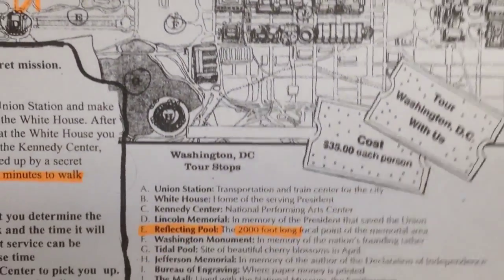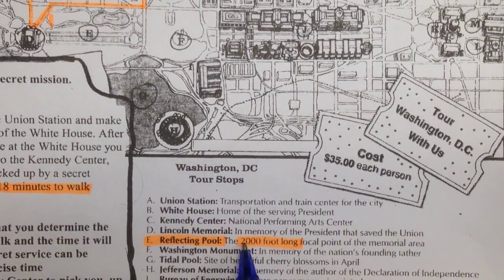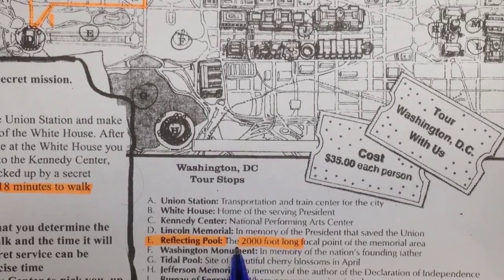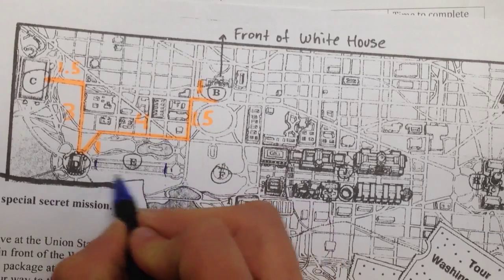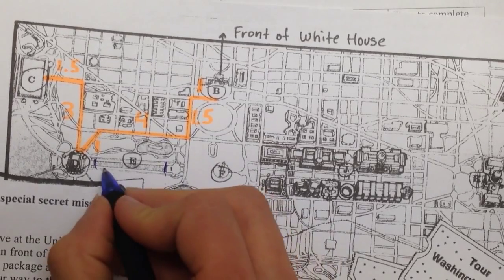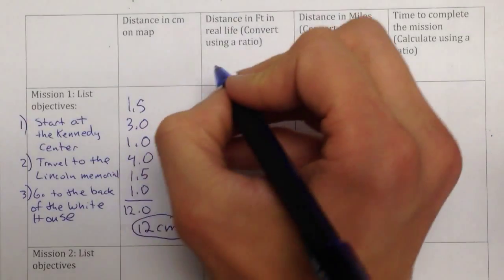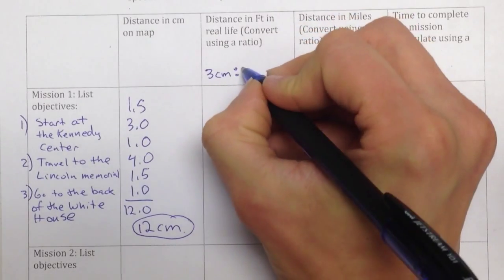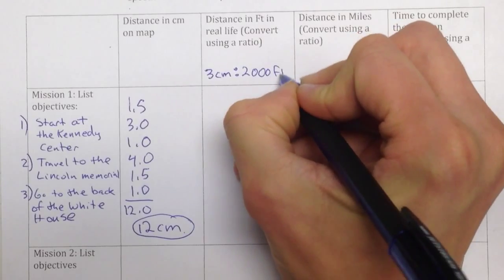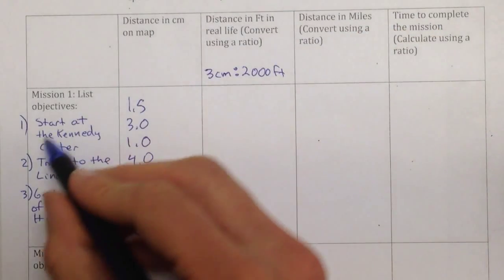Now this was based on the scale, which some of you figured out. That was a clue in here. If the reflecting pool is 2,000 feet, so that means from here to here was 2,000 feet, and we measured that as 3 centimeters. So we could write this up here, this is our ratio, 3 centimeters to 2,000 feet. That's going to be my first ratio.